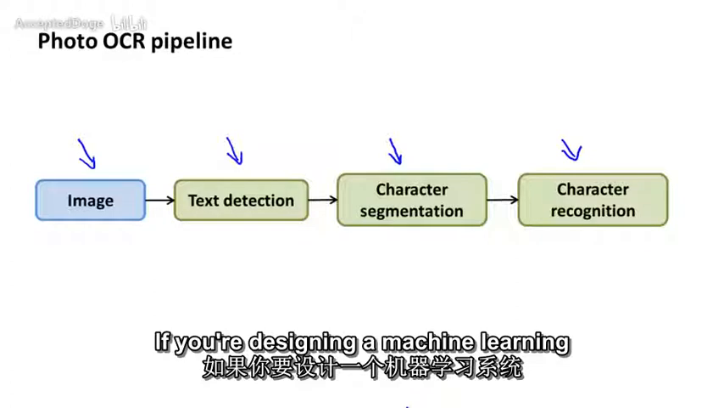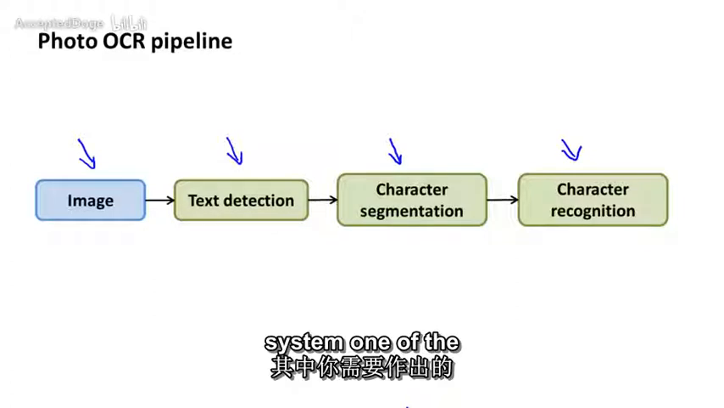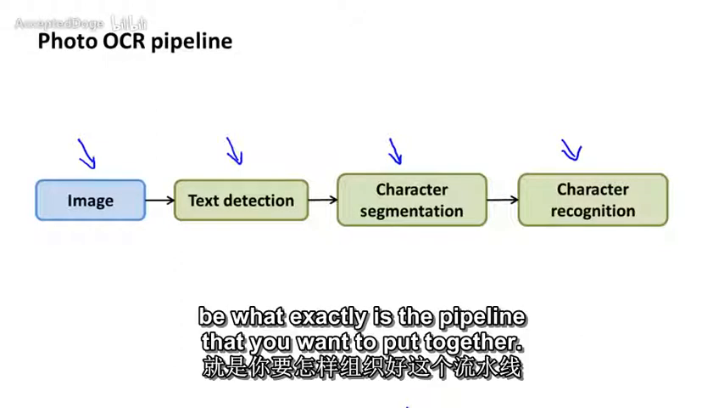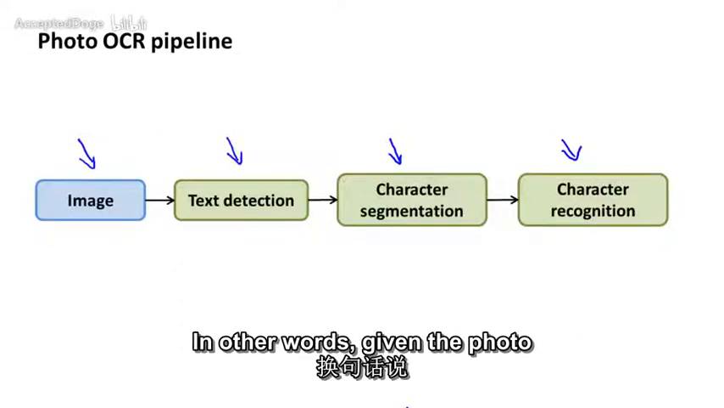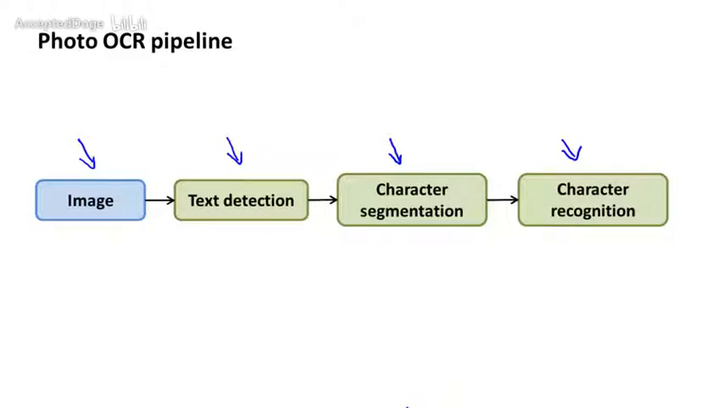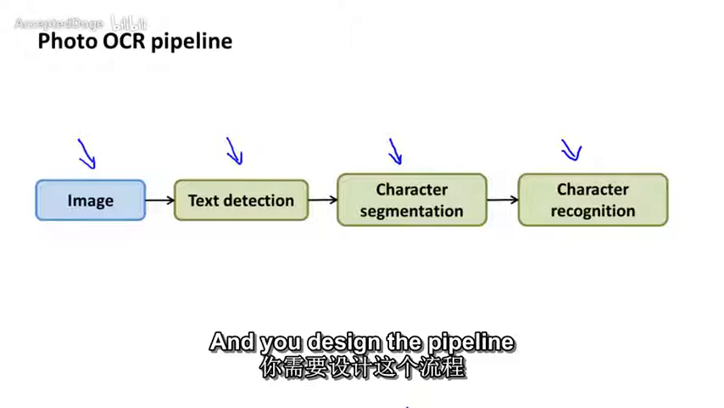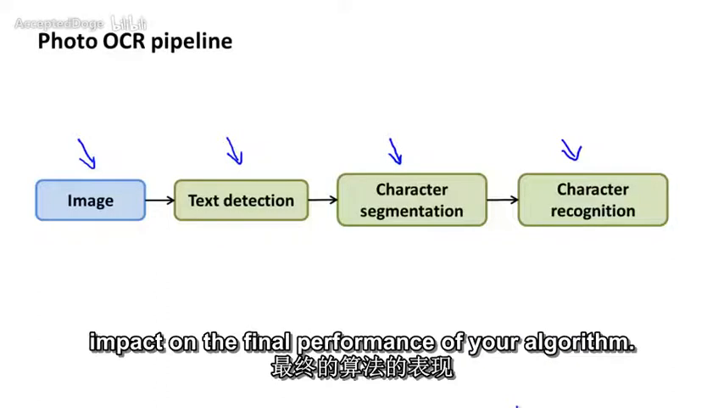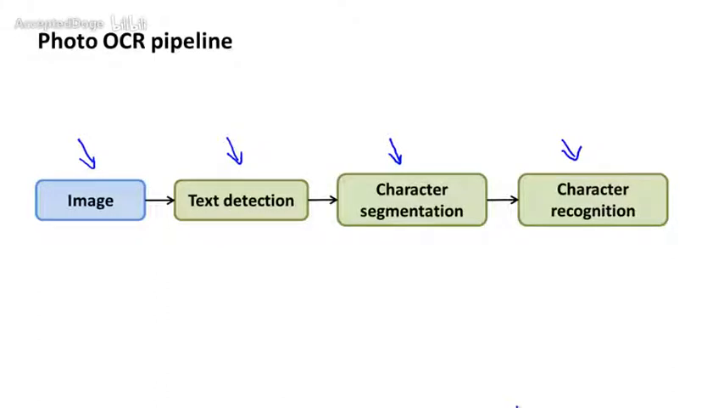If you're designing a machine learning system, one of the most important decisions will often be exactly what is the pipeline that you want to put together. In other words, given the photo OCR problem, how do you break this problem down into a sequence of different modules? And your design of the pipeline and the performance of each of the modules in your pipeline will often have a big impact on the final performance of your overall algorithm.